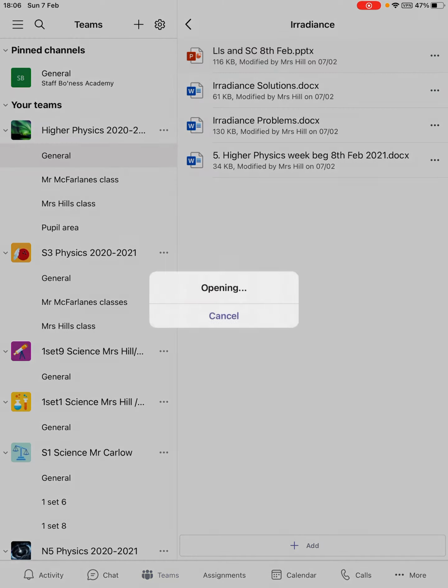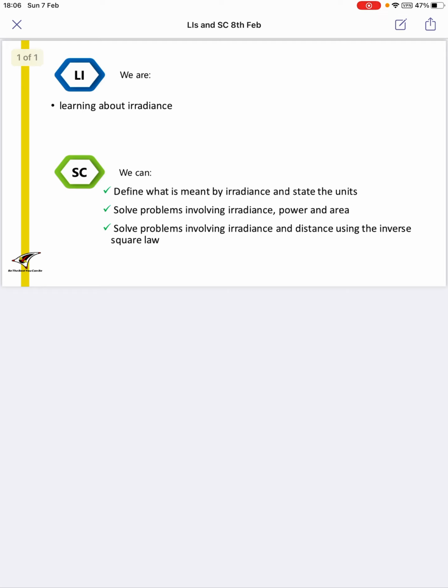Okay, so learning intention and success criteria. We are learning about irradiance. Success criteria for this week is that you can define what is meant by irradiance and state the units, and then solve problems involving irradiance, power and area, and solve problems involving irradiance and distance using the inverse square law.